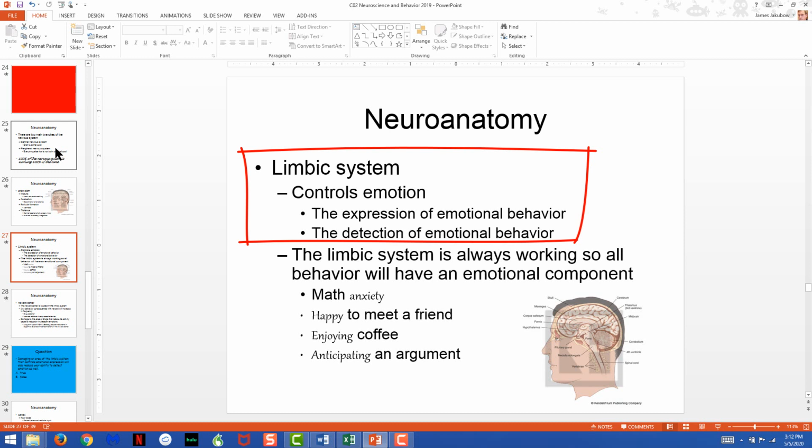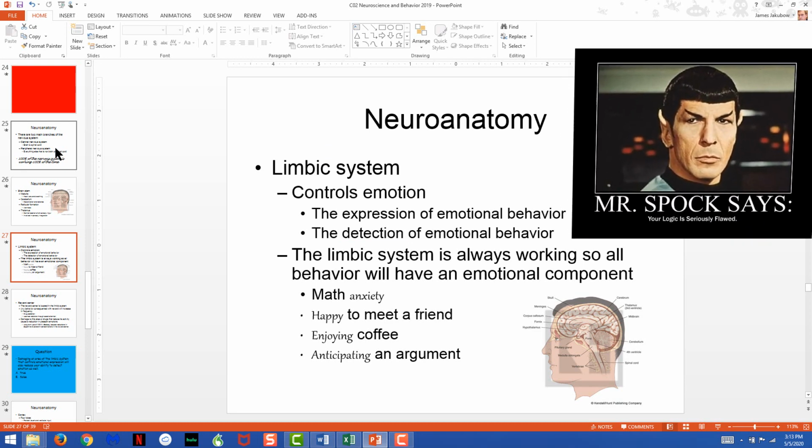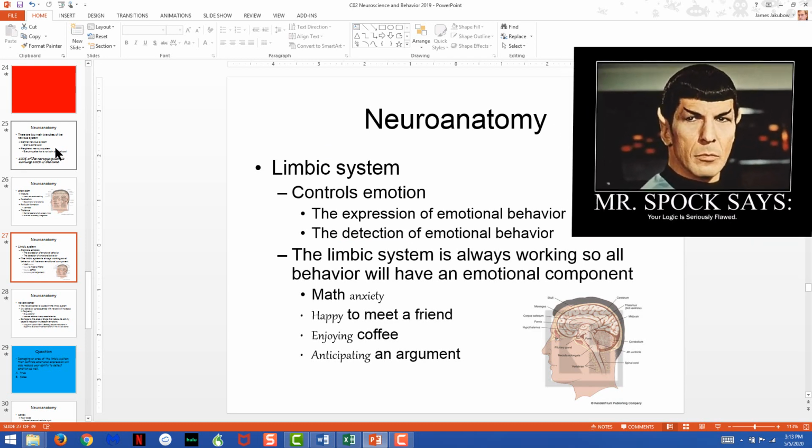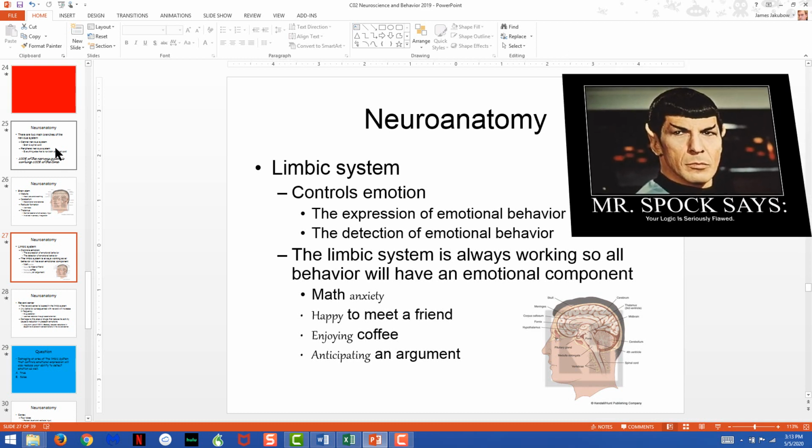And because your limbic system is always operating, you're always going to have an emotional component to every single thing that you do. In fact, it's literally impossible. If you have an intact limbic system, you will have to have an emotional experience for every single thing that you do. Just to play with the idea a little bit, there's one person that's supposed to not have any emotional states at all, and that is Mr. Spock from the original Star Trek. Mr. Spock is supposed to be pure logic, no emotions.